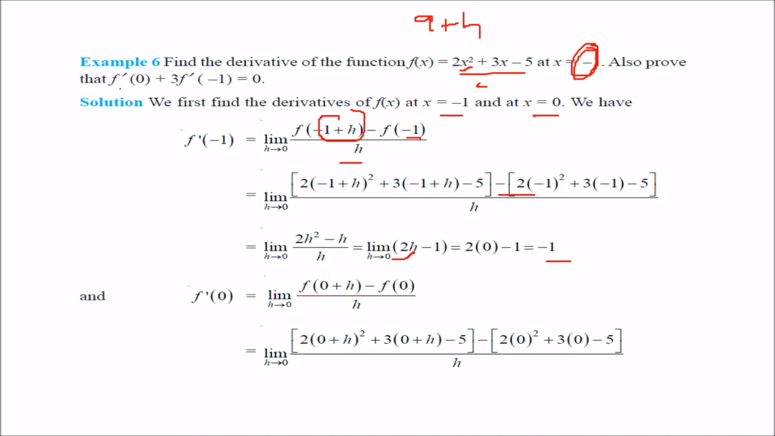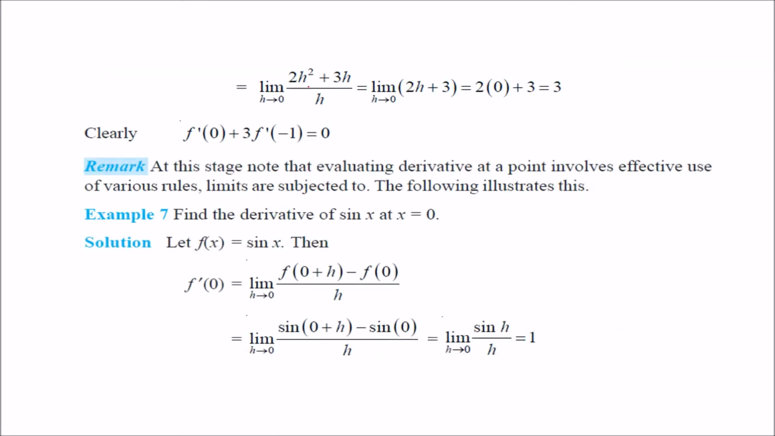Because the question has also asked about f dash 0, we will do it in a similar fashion: f(0 plus h) minus f(0), divided by h. So 2 into (0 plus h) whole square plus 3 into (0 plus h) minus 5, and at the place of x everything is 0, divided by h. So the derivative of this expression will be 3. And when we place these two values, you get 0.